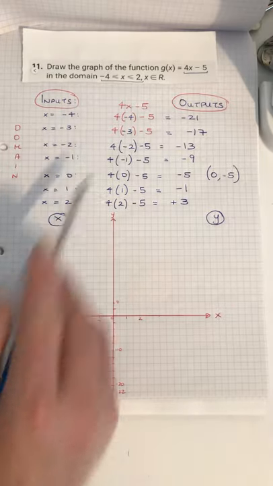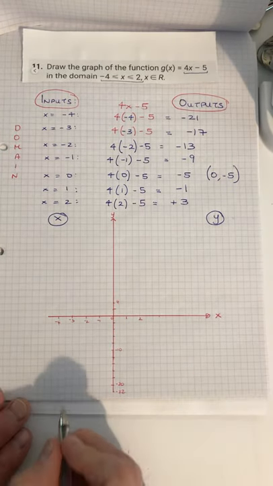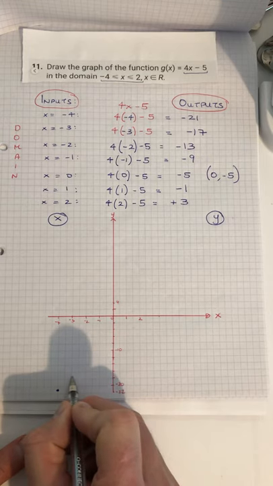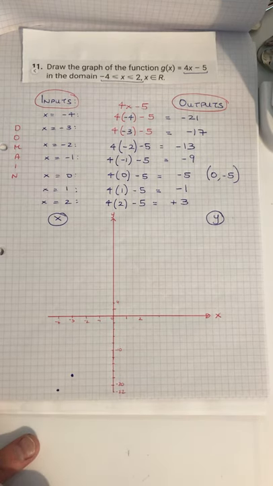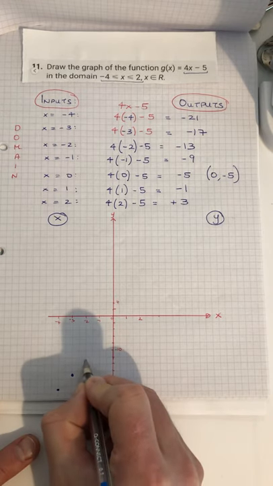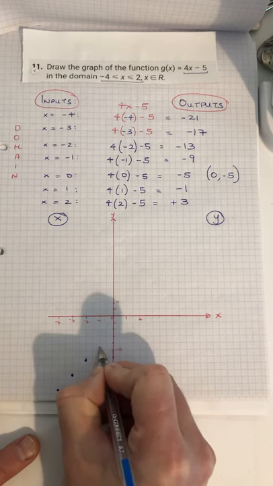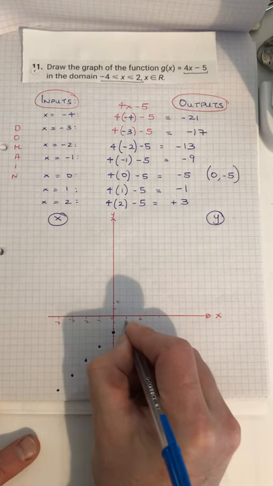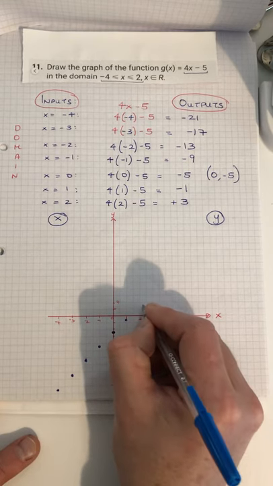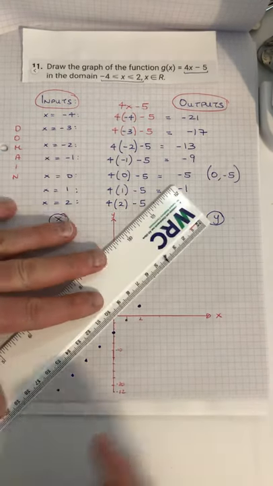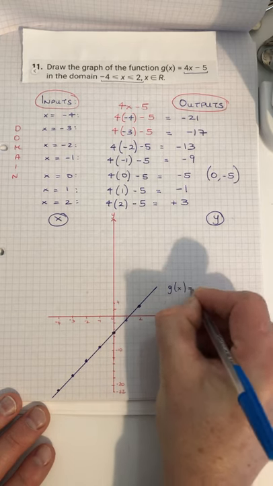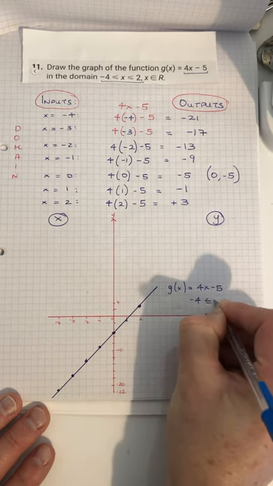So minus 4 on the x, down to minus 21, which will be somewhere between minus 20 and minus 22. Okay, minus 3, minus 17, which would be somewhere here, minus 2 and minus 13, minus 1 and minus 9, and 0 and minus 5, 1 and minus 1, 2 up as far as 3. So that there gives me my line, which is my function g of x equal to 4x minus 5 between minus 4 and 2.